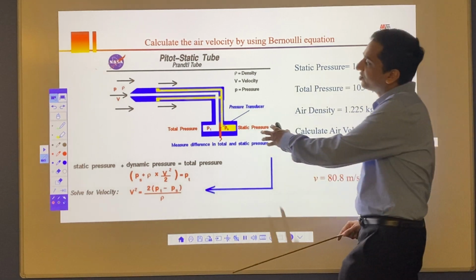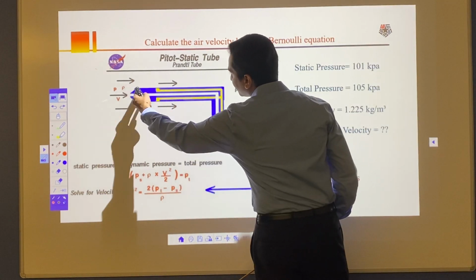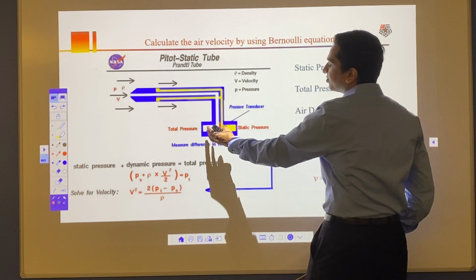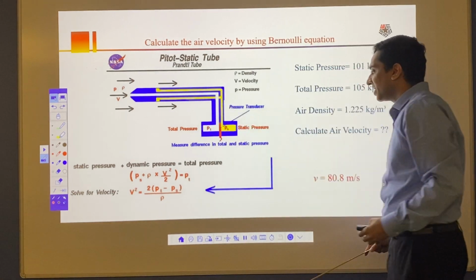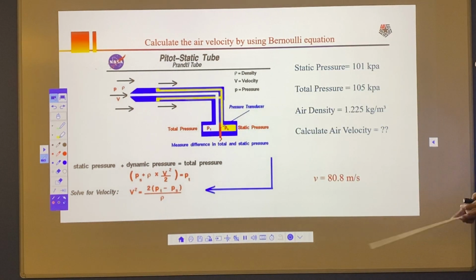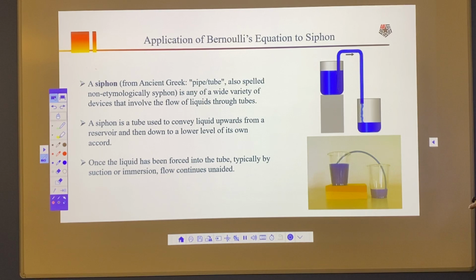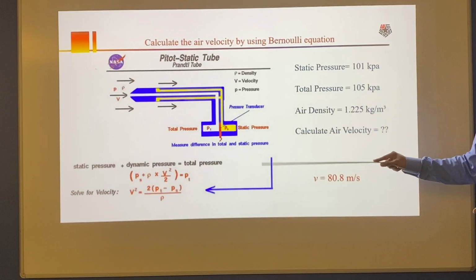So if you are using this Pitot tube for high velocity, you can measure that velocity just by knowing the difference between stagnation pressure and static pressure, and then you can use Bernoulli's equation and calculate velocity, which in this case is 80.8 meters per second, and that's how a Pitot tube works. So that's the application of Bernoulli's equation for a Pitot tube.